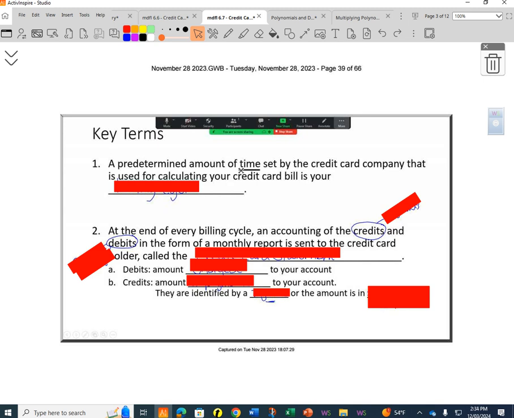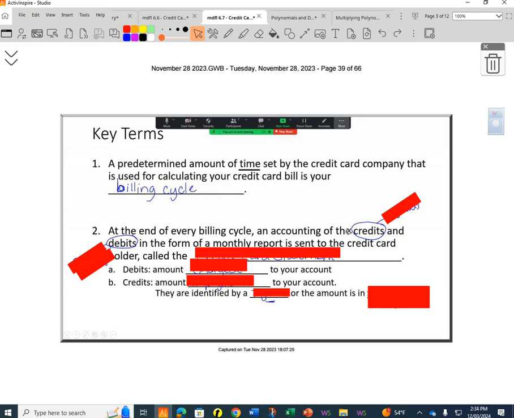Here's some vocab. Predetermined amount of time. This is the important thing here. The time set by the credit card company used for calculating your credit card bills is a billing cycle. Usually it's 30 or 31 days. It could be 28, but they have to tell you that.